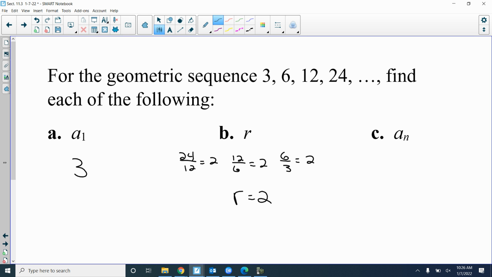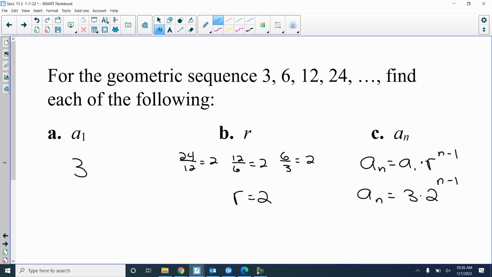All right, how do you write a sub n? That's just what you did right above. How would we give the general form? Well, a sub n equals the first term times r to the n minus 1. So we know the first term, we know the r, so a sub n equals, the first term is 3 times 2 to the n minus 1. All right, that's what they want there.